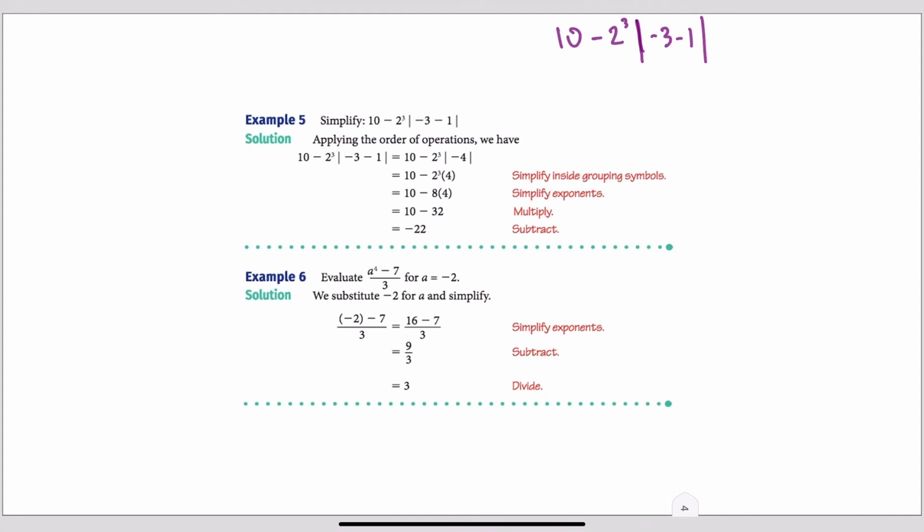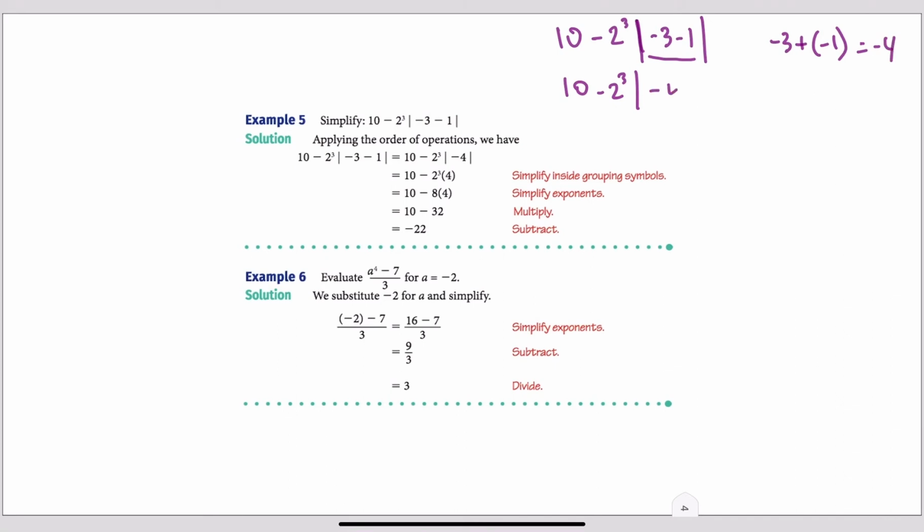So what do I have to do first? The absolute value of a number is something I would have to resolve before I do anything else. So I'm going to work on going inside the grouping symbols here. I'm going to try to resolve this, and everything else is going to come down. I'm not going to worry about any of it until I've resolved this. So negative 3 minus 1, I can think about that as negative 3 plus negative 1, right? I can add the opposite, which would get me negative 4.